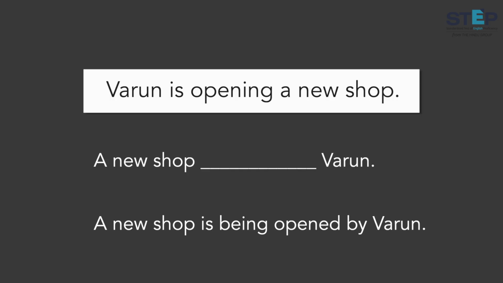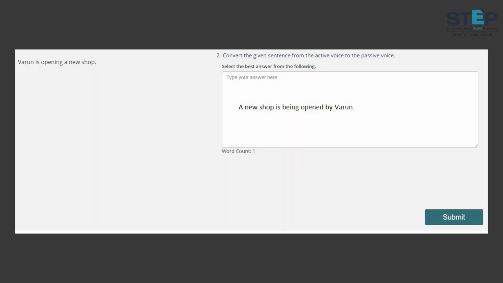The be verb here is is. Similar to the earlier question, the tense is present continuous, and so we add being to is. In the active voice sentence, the base form of the verb opening is open. The past participle of open is opened. We get the sentence in the passive voice. A new shop is being opened by Varun.